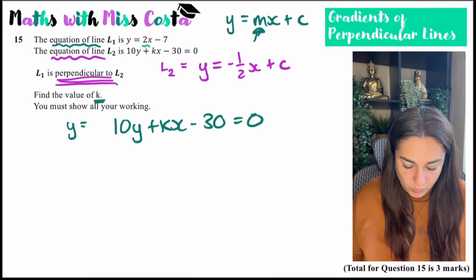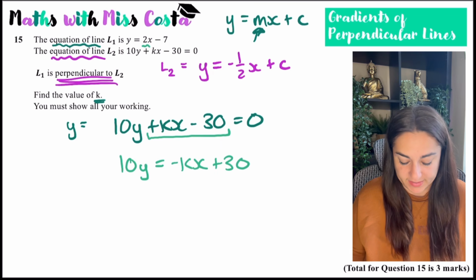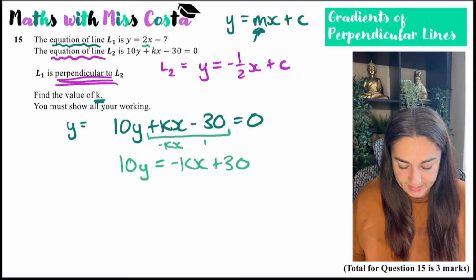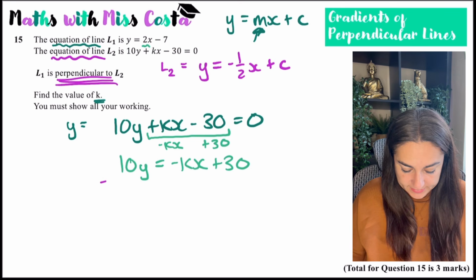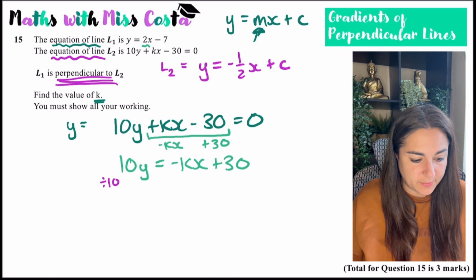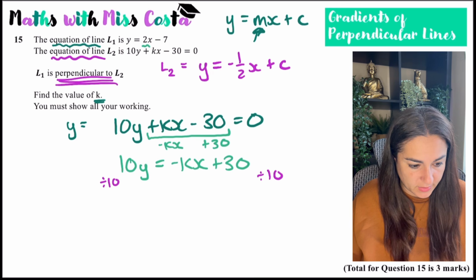We're just going to move this part here onto the other side. So 10y equals minus kx plus 30, because it's the inverse. I would have had to subtract kx and I would have had to add 30. Now what I can do is divide by 10, because I want to get y on its own.